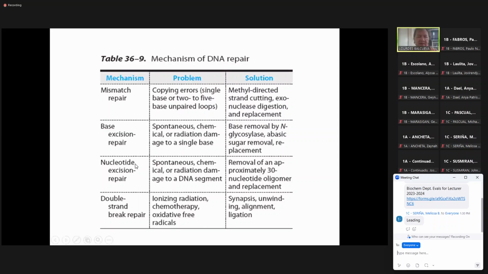Okay. Base excision repair. So the base is lost, from spontaneous chemical or radiation damage to a single base. The solution is base removal, then removal and replacement of the base.